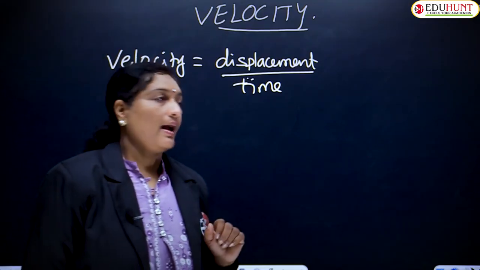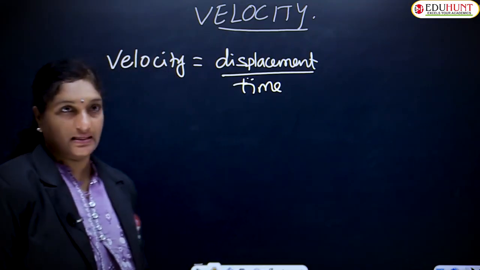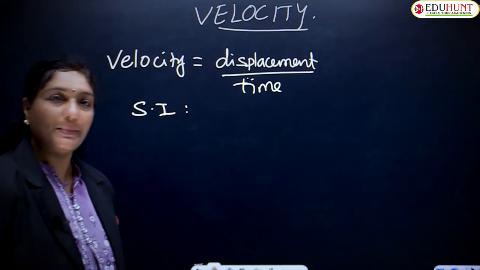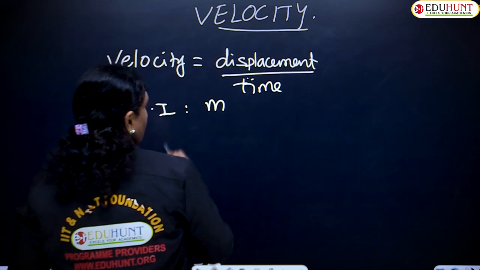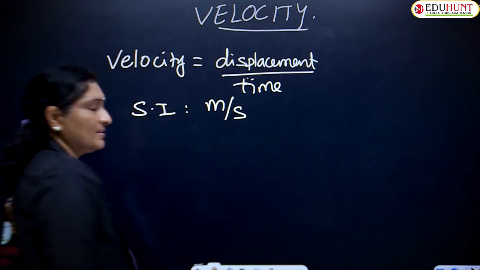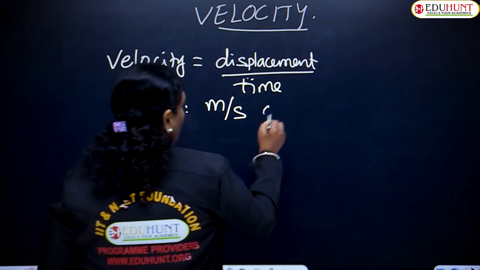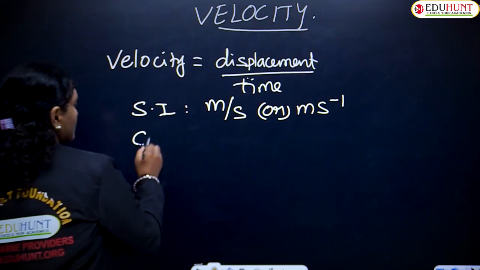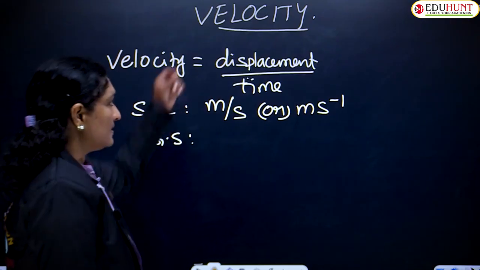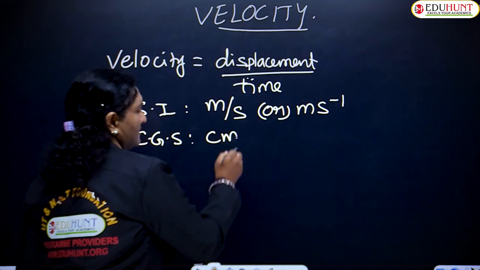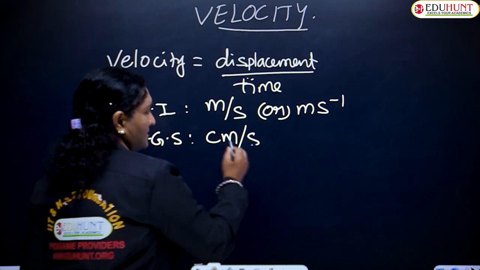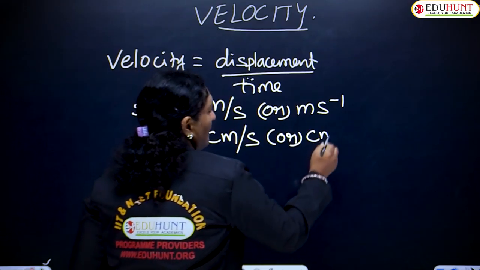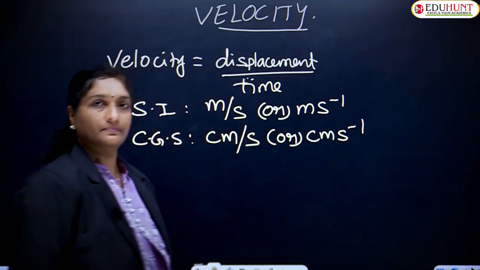If you look at the units of velocity, in the SI system, displacement is measured in meters and time is measured in seconds. Hence, the SI unit of velocity is meter per second. It can also be written as m s inverse 1. Whereas in the CGS system, displacement is measured in centimeters and time in seconds, hence centimeter per second. It can also be written as cm s inverse. Okay children?